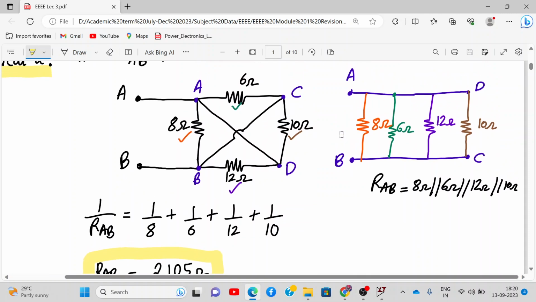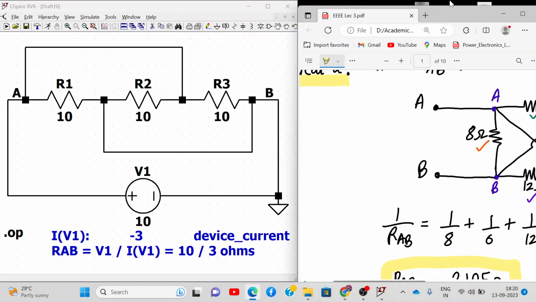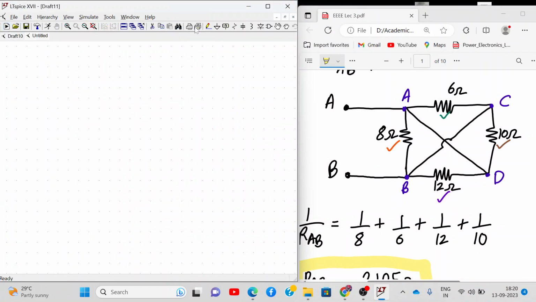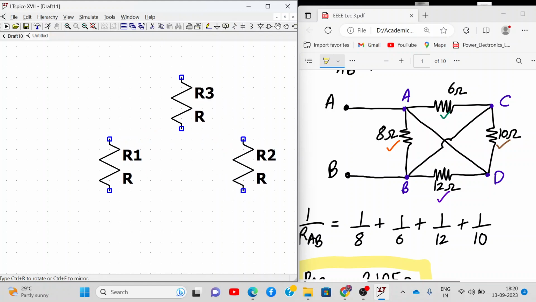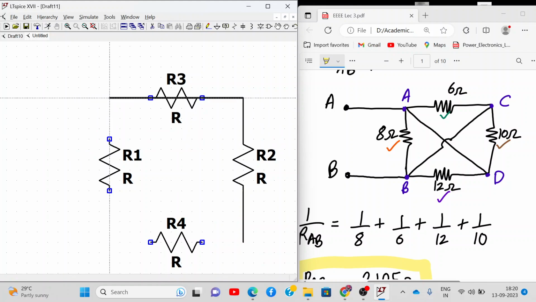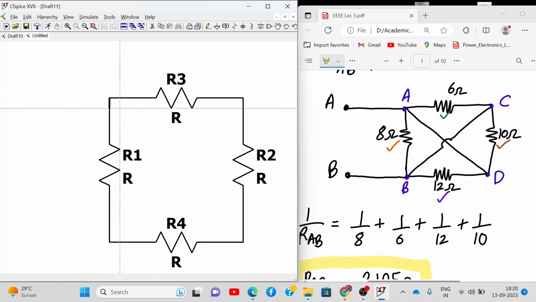Now let us quickly check this in LTspice. I'll keep this circuit over here and create a new schematic, and quickly take some resistors. These are my resistors. I'll rotate it, and now I'll connect them together with a wire. They have to be interconnected internally also, so from here I'll make the connection. From outside also you can connect it.